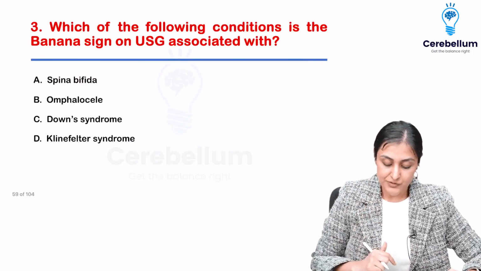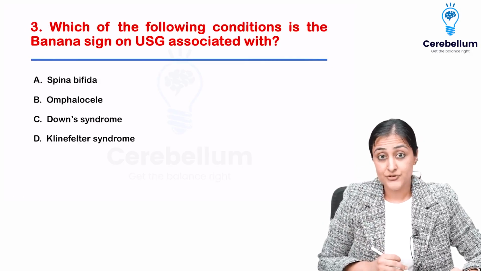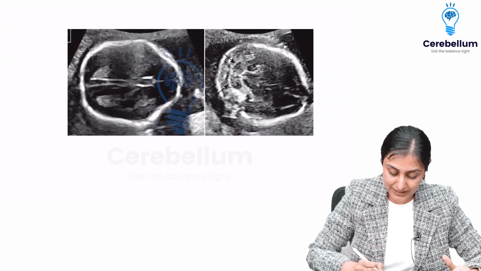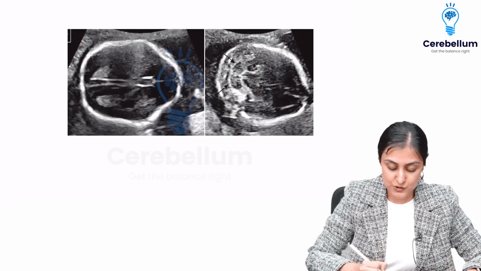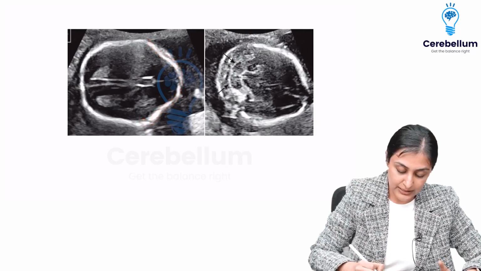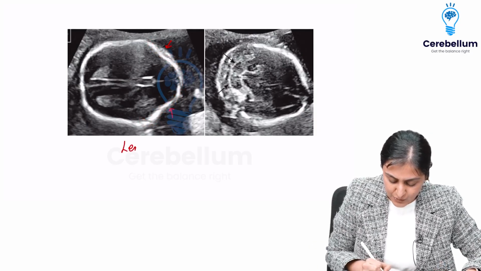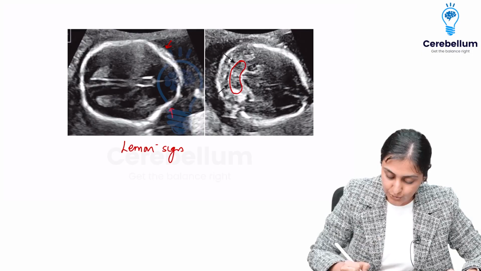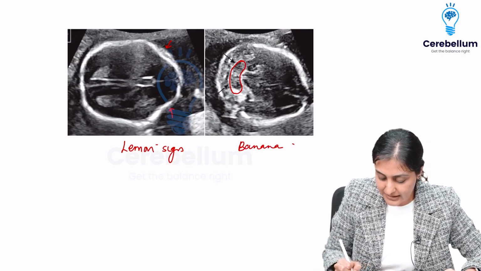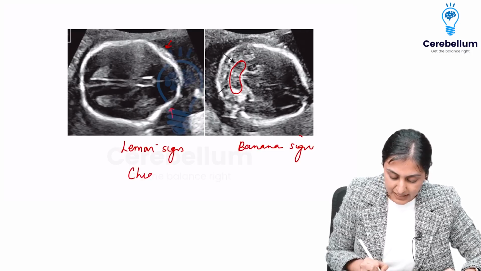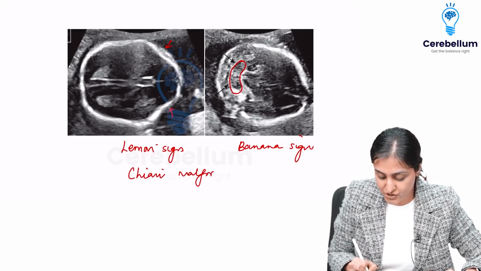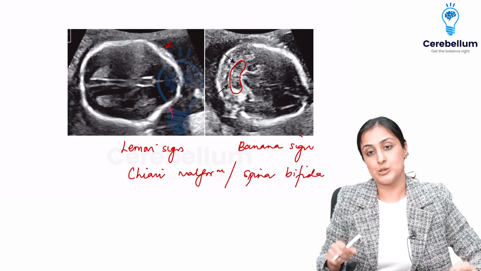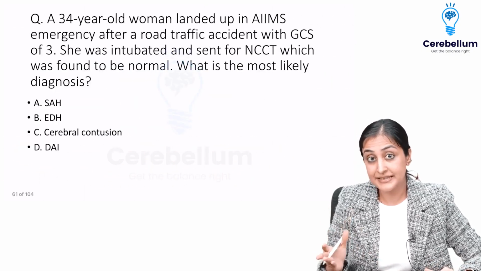Which of the following is associated with the banana sign on ultrasound? The banana sign is seen with spina bifida. Can you look at these antenatal ultrasounds? Here you can see the bifrontal constriction. This is what is called the lemon sign, and the cerebellum has this contour of a banana here. Lemon and banana signs are associated with Chiari malformations actually. Chiari malformations can also be referred to with spina bifida. That is where we see lemon and banana signs.